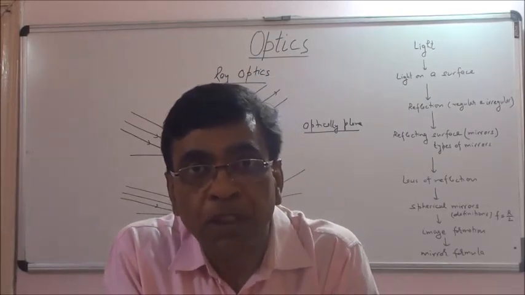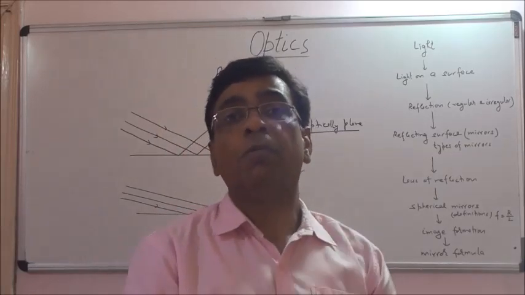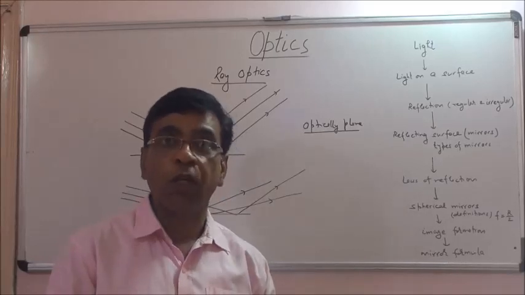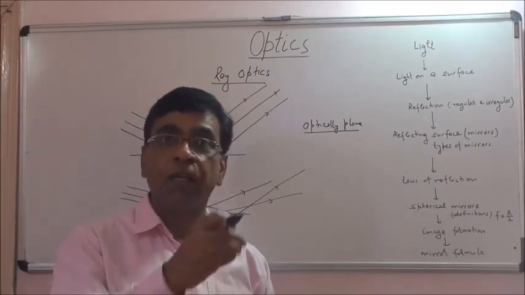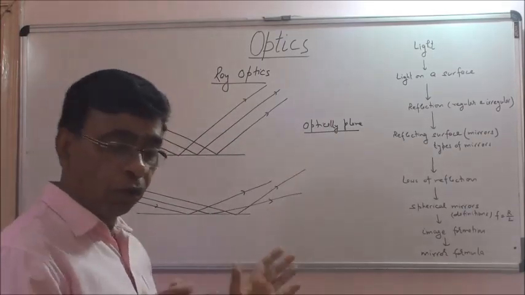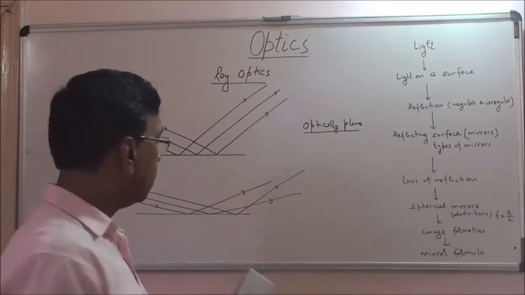Light falls on the objects, it is reflected, it reaches our eye, and then we are able to see the objects. So all objects are visible to us only when light is falling on them, it is reflected and reaching our eyes. It follows specific laws. Light is not reflected randomly in all directions.